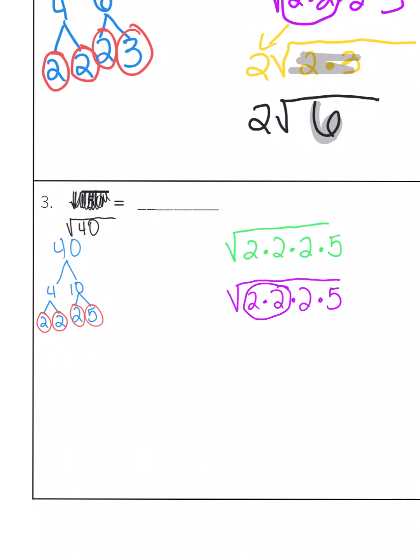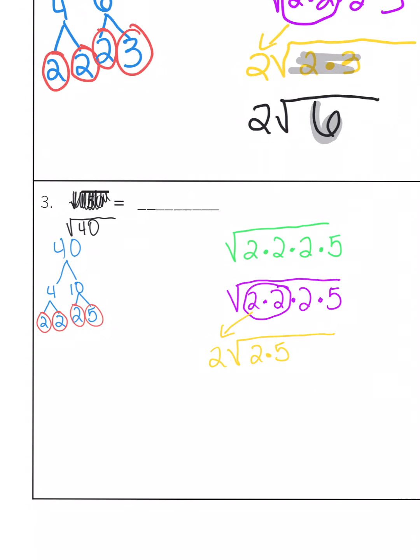Next step, I have my square root, and I pull any pair out and put it outside of the square root. So that's where my 2 goes. Everything else stays inside. So we have 2 times 5 left inside.